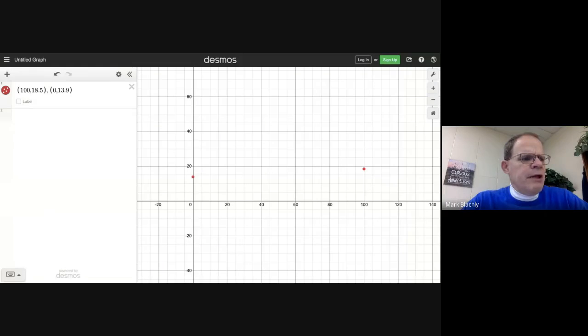So see if you can plot those points. So when the temperature was 100, the pressure was 18.5. When the temperature was 0 degrees Celsius, it was 13.9. So you should have 2 dots on there. All right, I can see some of you again. Give me a thumbs up when you got your 2 dots on there. Evan, I see you. Andres, I got it. Lexi, you got it yet?